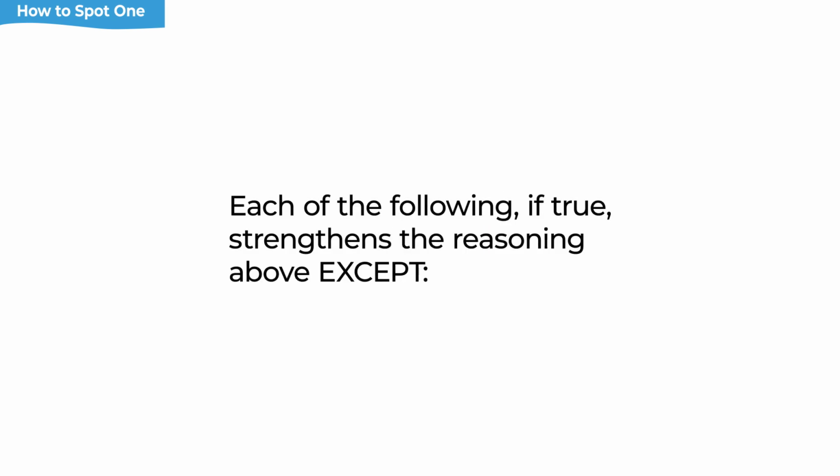In this question stem, we get each of the following, if true, strengthens the reasoning above, except. Well, the word strengthens is familiar, so we know we're on a strengthening question, but that except is implying that 4 of the answer choices are going to make the argument better. The one that doesn't is the right answer. And not strengthening the argument could mean that it's irrelevant, that the answer choice is not having any impact on the argument, or it could mean that the answer choice is undermining the argument.